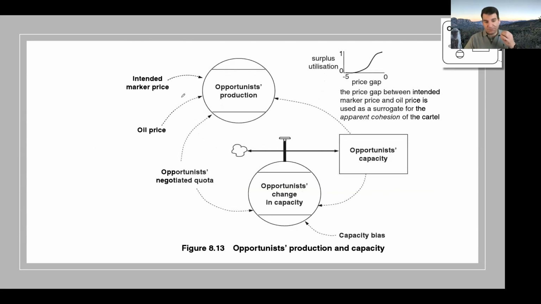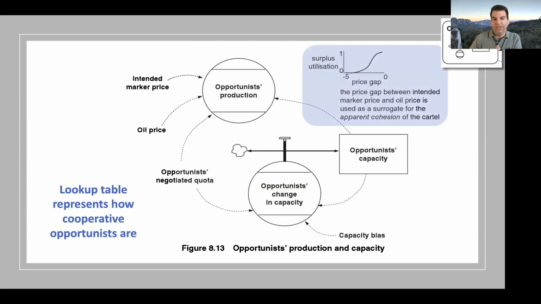And so the last thing that we need to model in this is the cheating behavior. The way that is modeled in here is they have a little lookup table, which has to do with the likelihood of cheating. And the idea here is if the gap between desired price and actual price is near zero, there is a high probability of the opportunists putting their surplus oil onto the market, because when things are going well, the swing producer is not going to be able to tell that there is a slight deviation away from the desired price.